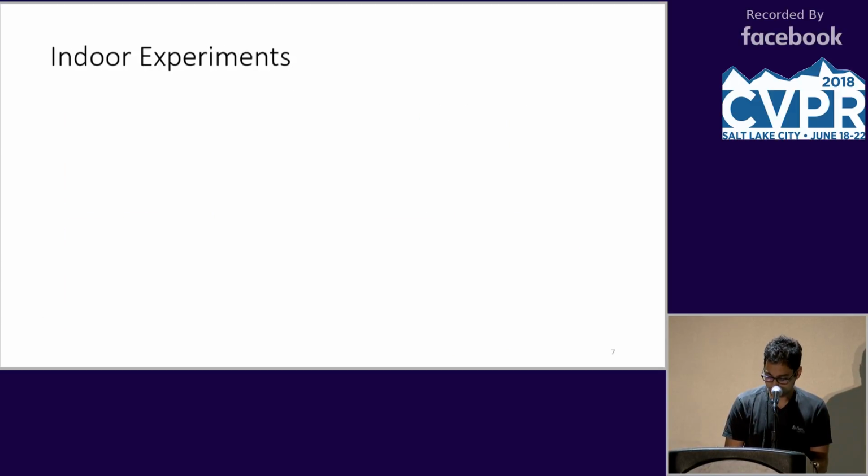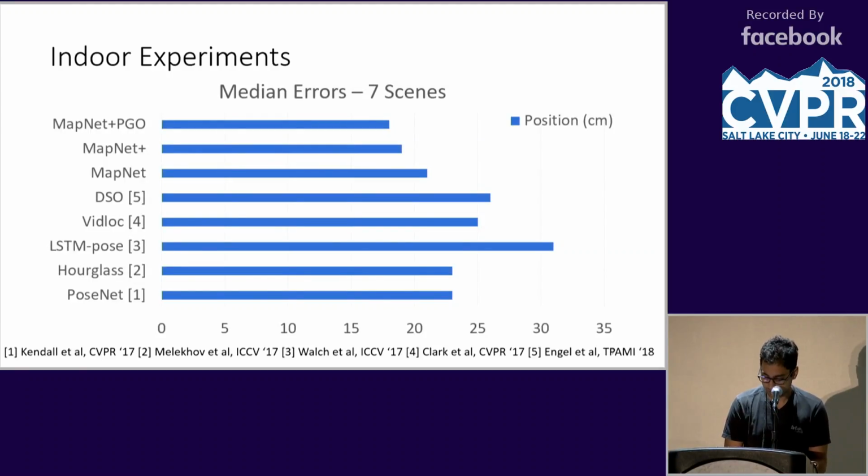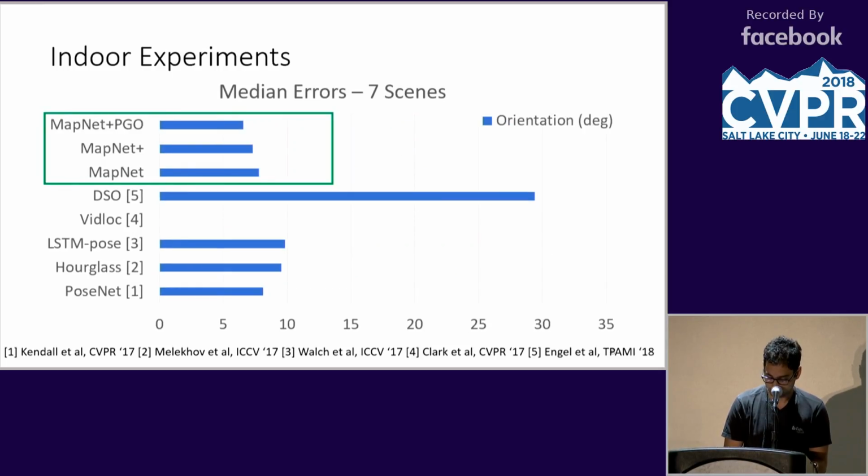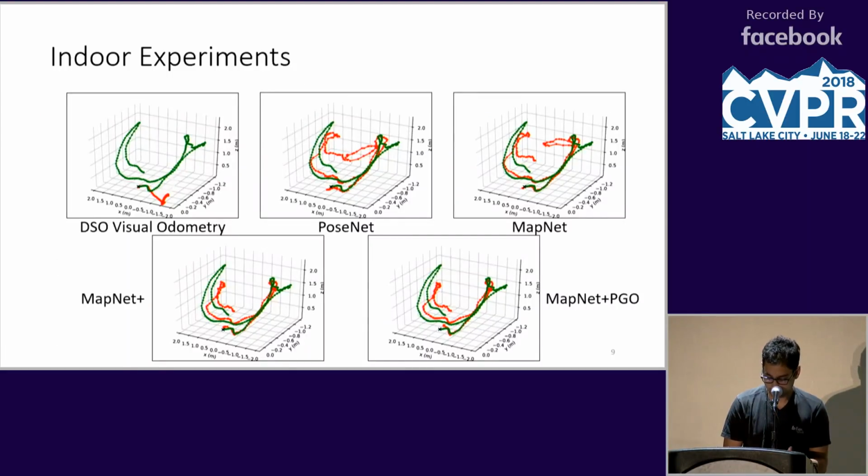Okay, let's look at some experiments on indoor data. On the 7 scenes dataset, MapNet significantly improves performance compared to other learning-based methods and visual odometry, both for camera translation and orientation. And here's an example result from the red kitchen sequence in 7 scenes.